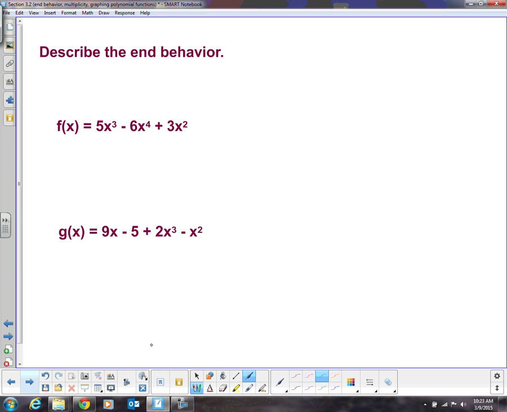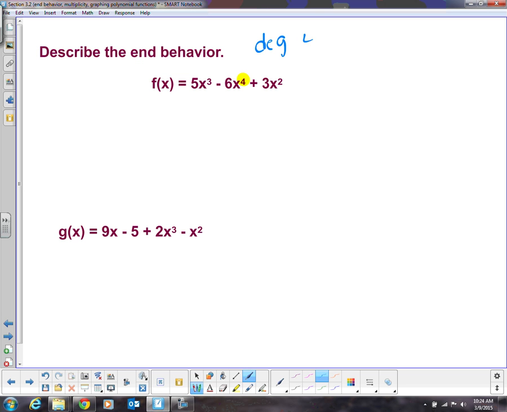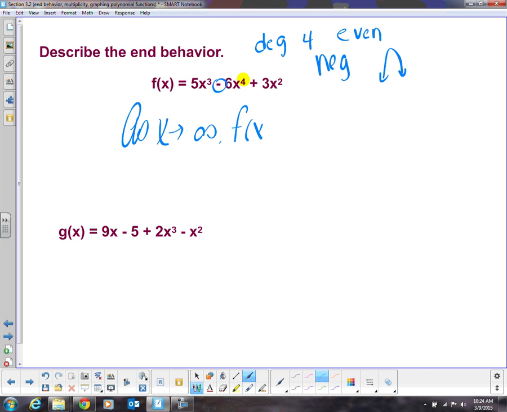All right, so don't pack up yet, I'm not done. So describe the end behavior. The first thing you are going to focus on is not the first term, but the term with the degree. The degree is 4. Degree 4 even. Then you look at its leading coefficient. What do we have? Negative. Then you draw yourself a picture. And then it's a piece of cake. As x goes to the right forever, f of x is doing what? Negative infinity. As x goes to the left forever, f of x, well, goes where? Negative infinity.